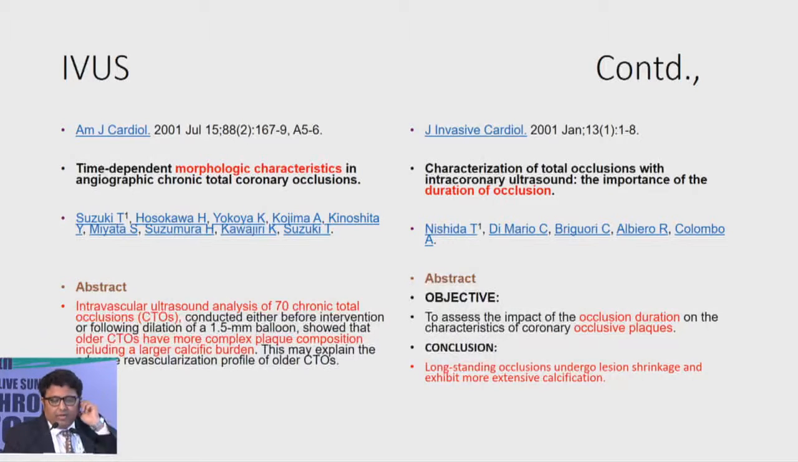Other publications and studies have shown the morphological characteristics and duration of the occlusion by Suzuki and Nishida. And as the time progresses, the plaque composition shows a larger calcific burden, and more growth of calcium is seen in long standing occlusions.